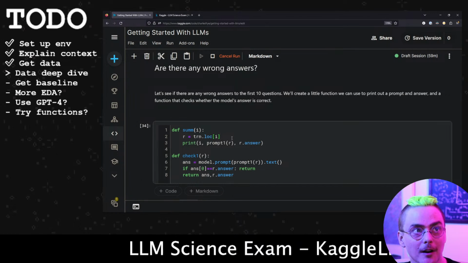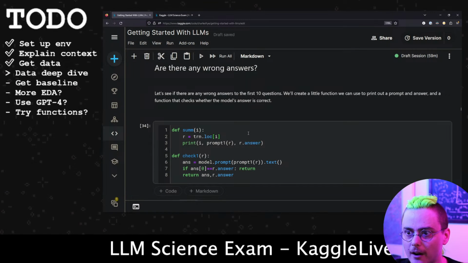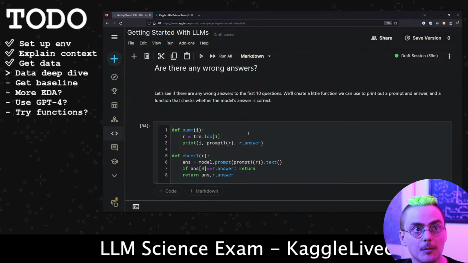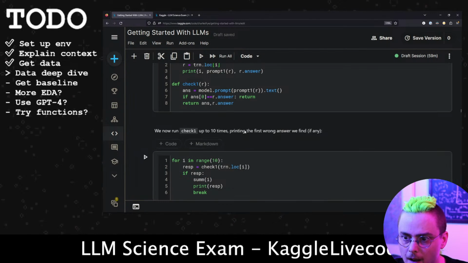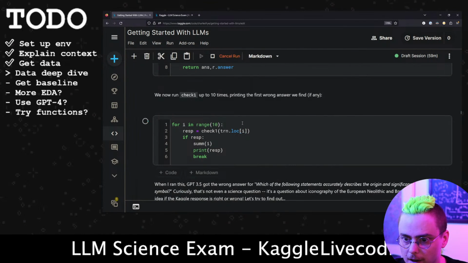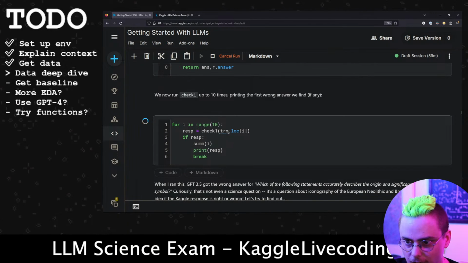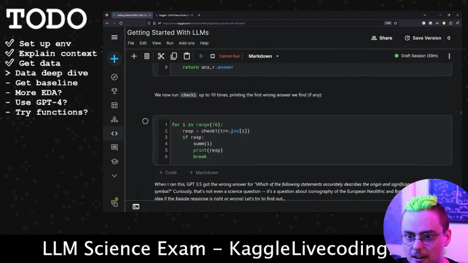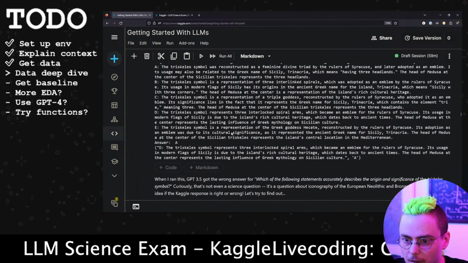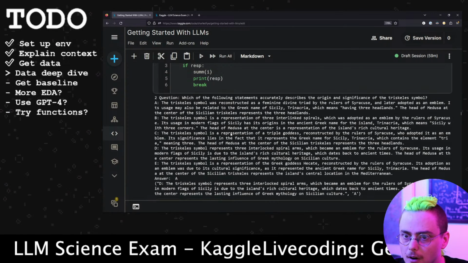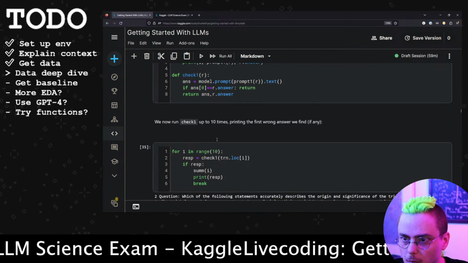So let's keep on going on this deep dive and look for places where GPT 3.5 gets the wrong answer on a question. This is going to run it 10 times. Just grab the first 10 examples and see whether GPT 3.5 gets the answer wrong. It looks like there are 2 questions that it gets wrong.